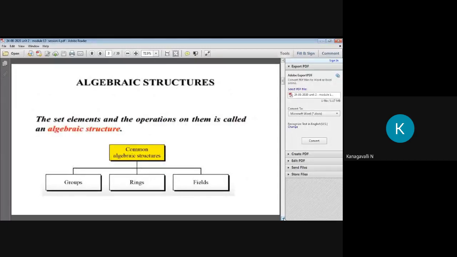Before moving to that topic, we have already seen algebraic structures. It is nothing but the set.